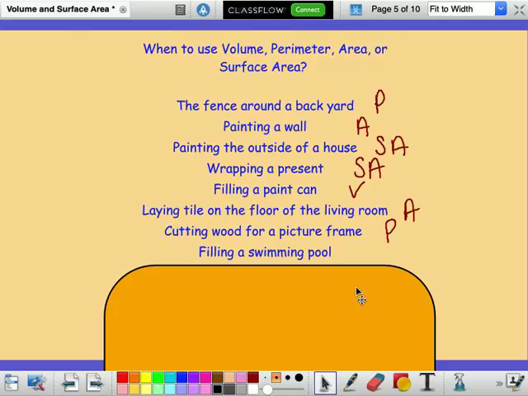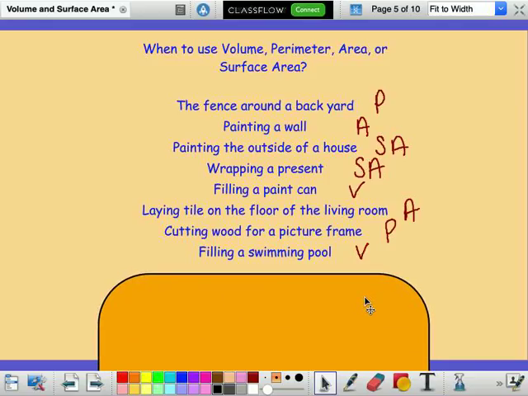Filling a swimming pool. All right, so if we're filling things, a swimming pool is also three-dimensional. We're filling it up. That is going to be volume. What I really need you to think about is that volume and surface area are used for three-dimensional objects, whereas perimeter and area are used more for two-dimensional objects or flat surfaces.